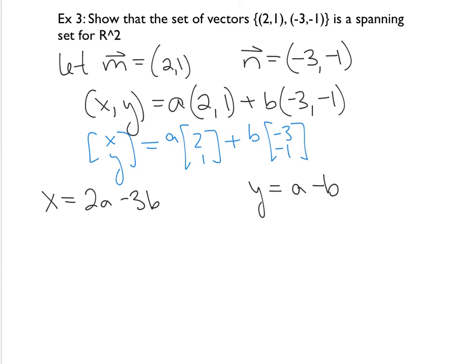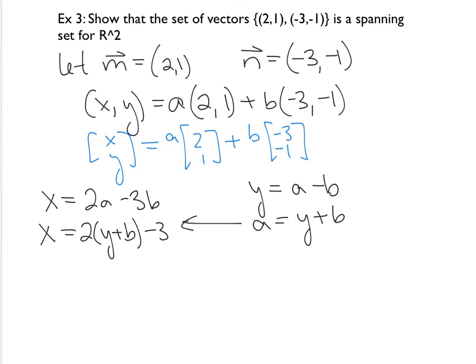Okay, now easiest to work from the side right here. We can solve for a. I'm just going to solve for a here, so you get y plus b. Take that, sub it into this. So x is equal to 2(y plus b) minus 3b. Okay, now expand this to 2y plus 2b minus 3b. x is 2y minus b.